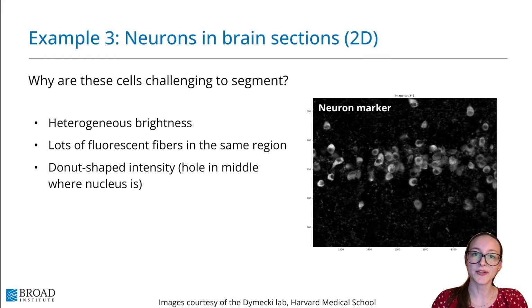Another reason that I alluded to before is that these cells are donut shaped. By that, what I mean is that the cytoplasm is fluorescent, but the nucleus is not in this marker. This means that in the center of the cell, there's a dip in fluorescence intensity, and it makes the cells look a little bit like rings or donuts. Those tend to be challenging to segment, and often will be segmented as C shapes rather than round full cell shapes, largely because of this slightly off-center nucleus.